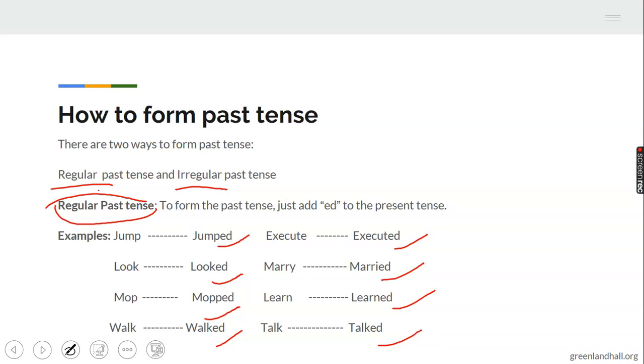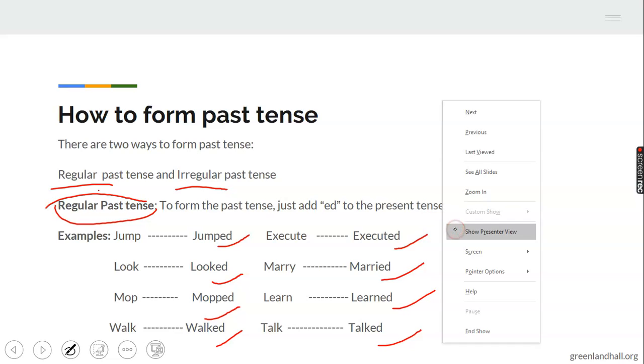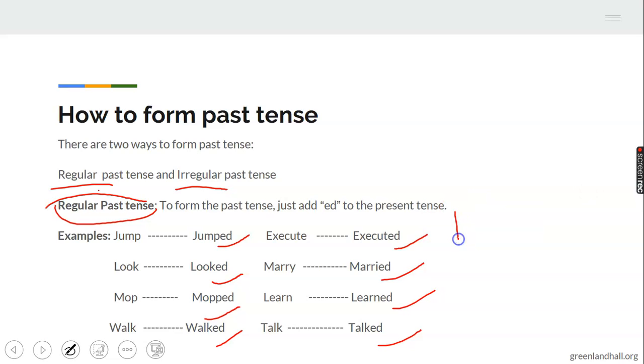You can see that you just add ed, or in some cases just d, like this one, because it has e in the present tense. So just add the d. And in some cases you have to change the y to i before you put the ed, just like this case here.